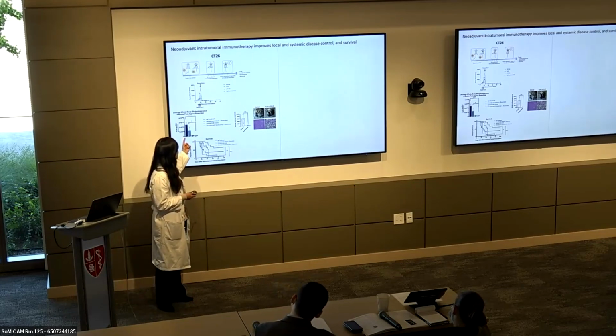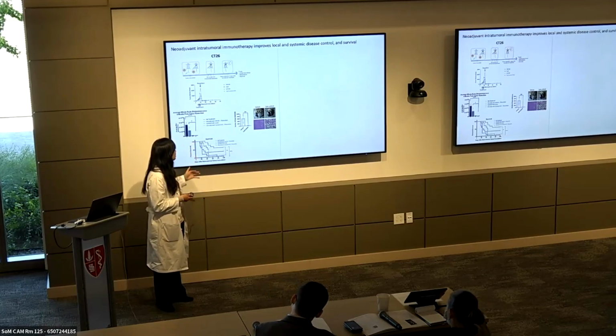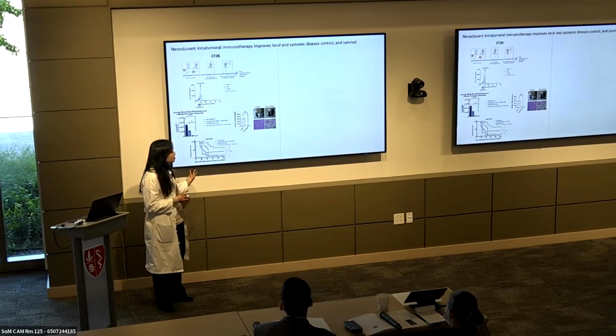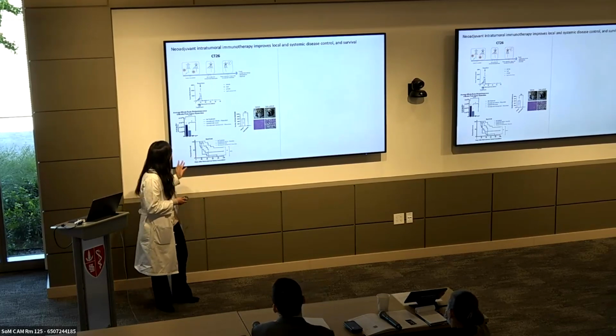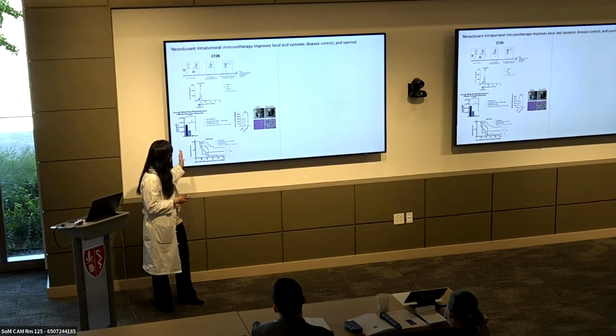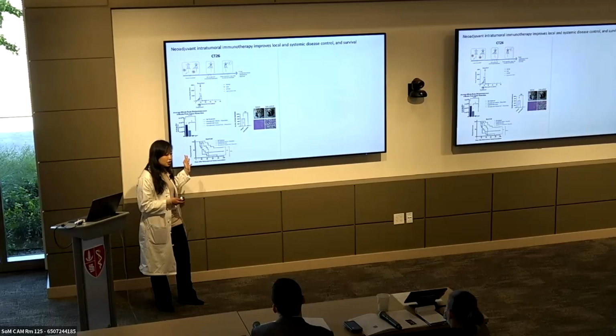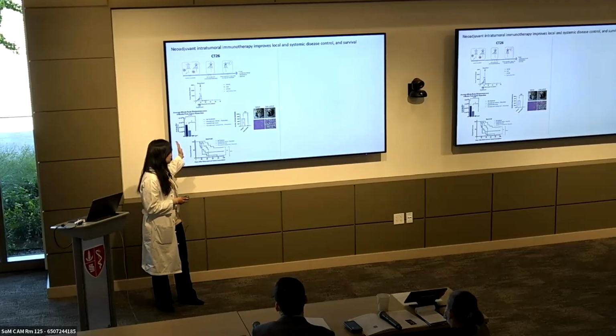Mice that were treated with vehicle, essentially no treatment, just resection, mice that were treated with no resection but just immunotherapy, and mice that were treated with neoadjuvant immunotherapy followed by resection were compared over time. The systemic disease burden was measured using IVIS in this graph, and we found that over time, mice that had neoadjuvant immunotherapy followed by resection had much better systemic disease control.